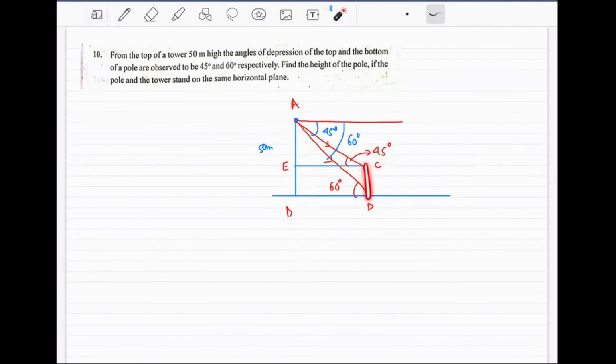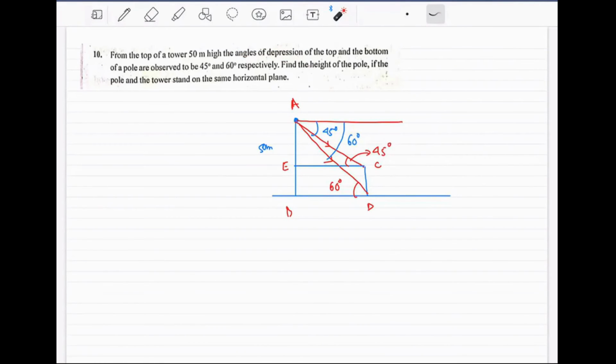And if CD is the height of the pole, there is a portion here also, EB, which is equal to CD. So EB and CD, they are equal. You have to keep that in mind. CD and EB, they are equal. You have to find out CD. But if you are able to find out BE or EB, they will have the same value. Now let's start. And as usual, since it mentions angle of depression, we are not going to use any other trigonometric ratio. We're only going to use tan theta.